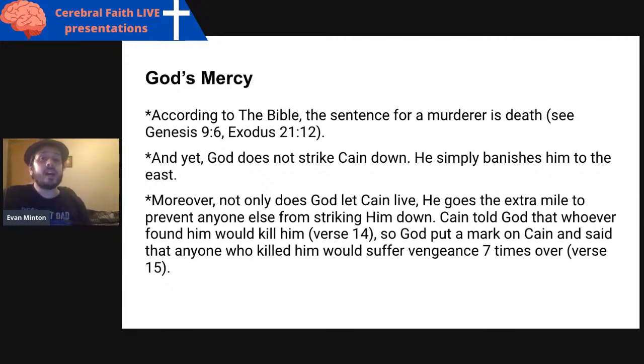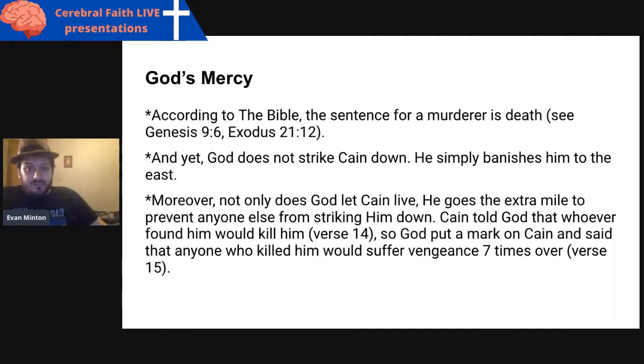God could have struck him down with lightning or caused him to have a heart attack. But instead of zapping him and striking him down, God says, I won't kill you. I'm just going to banish you. And he goes the extra mile. When Cain says, anyone who finds me murders me, he puts a mark on Cain. And we're going to get to that later about what the mark is and what the mark is not.